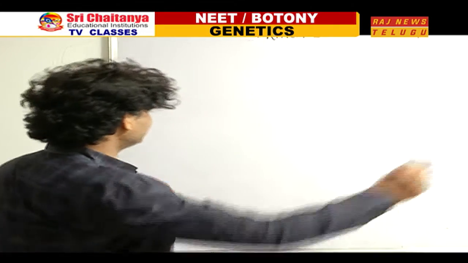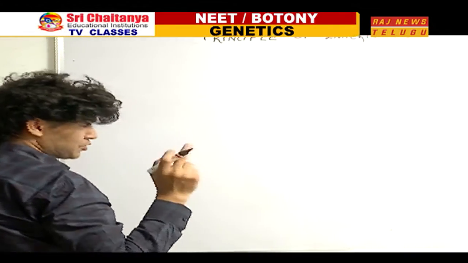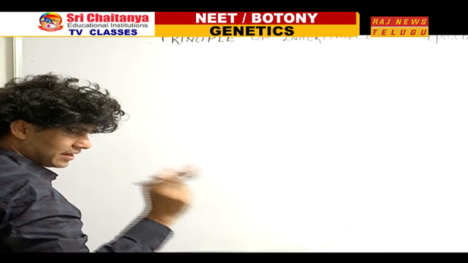So, students, in episode 6, we have studied the independent assortment as well as the phenotype, how we can find out with the fork line method. Now, in this episode, we will study the fork line method for the genotype. Genotype means homozygous dominant, heterozygous and homozygous recessive.